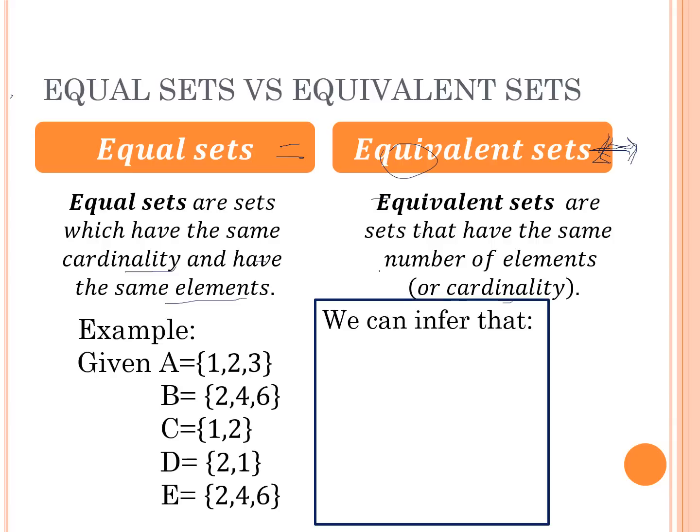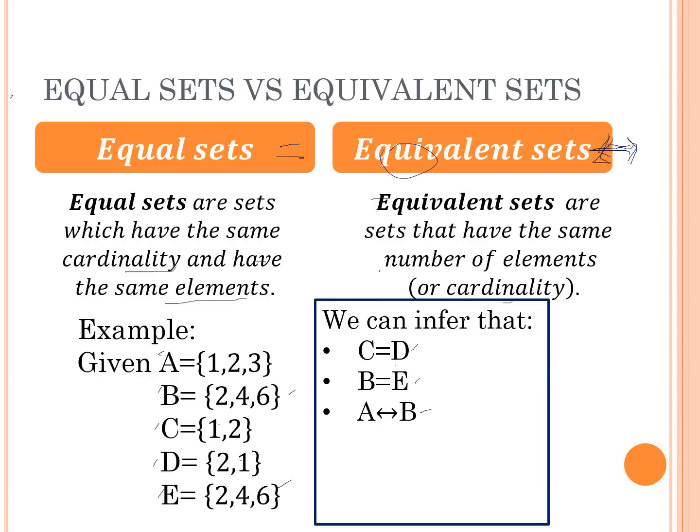So we have these examples. Given sets A, B, C, D, and E with the given elements, we can infer that C is equal to D. Why? C and D have 1 and 2 as their elements, even though the order is different, but we can still see that they have the same elements, and of course they have 2 elements each. So C is equal to D. Another one, B is also equal to E, because they have exactly the same elements. At the same time, they have 3 elements each.